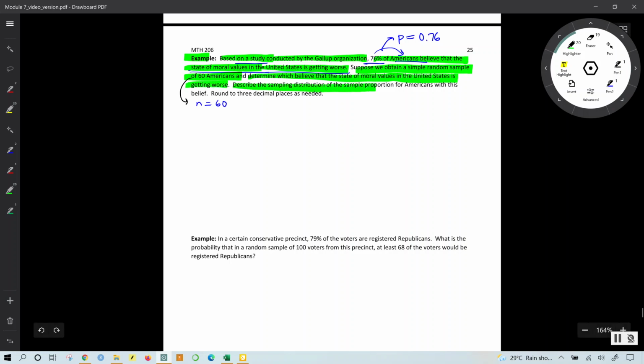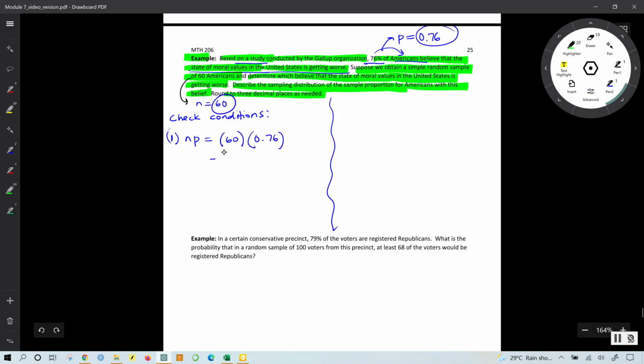We would like to describe the sampling distribution of the sample proportion for Americans with this belief. We may round to 3 decimal places as needed. So what we need to do is similar to what we started off with. We need to check the conditions to use the normal distribution, and that would entail first checking what n times p is. That was 60 multiplied by 0.76, and that will be equal to 45.6, which of course is greater than 10.